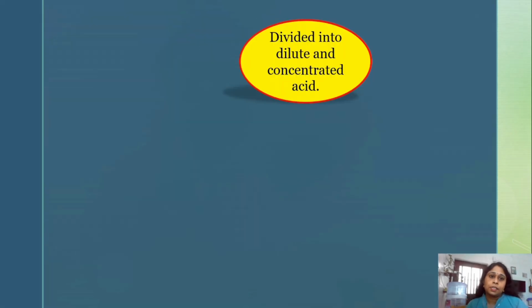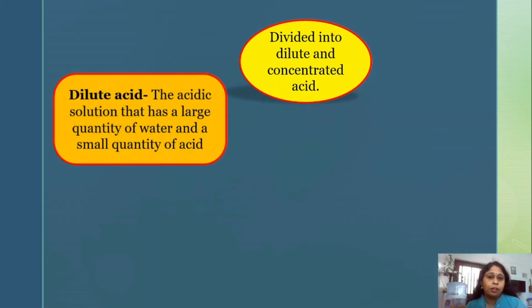These acids are divided into dilute acid and concentrated acid. Now what is a dilute acid? A dilute acid consists of a large quantity of water and a small quantity of acid. For example, in the case of a weak acid, when you are preparing lemon juice at your home, the lemon is a weak acid. So we squeeze a lemon and then add more water to it. So that is a dilute one.